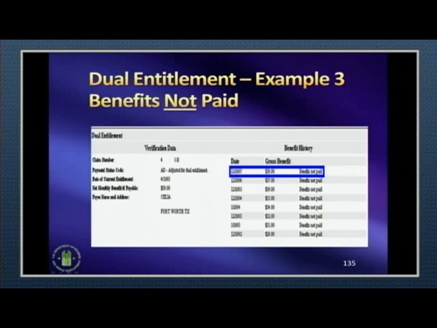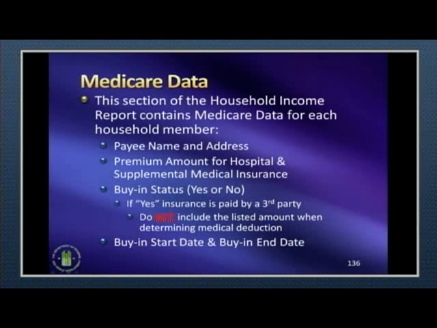Dual entitlement, here's an example where benefits are not paid. Also, make sure that you're looking, sometimes you'll see statuses to the right of the actual gross benefit amount. And in this case, benefits are not paid, but notice that at one point in time they were eligible for $11, but for whatever reason, SSA stopped paying those benefits.